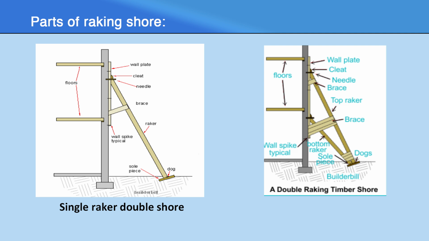And what is the difference between double rack and single rack? You can say that in the double rack 2 racks are provided, and in single rack only a single rack is provided. Rest of the parts are almost the same.